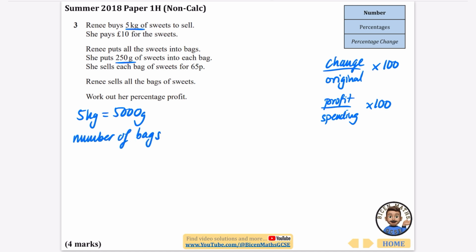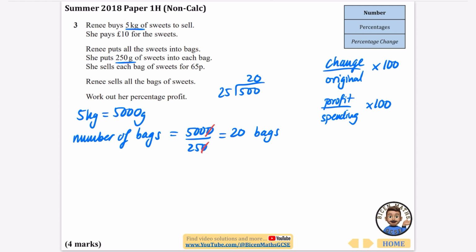So the number of bags that she's going to sell, well, she's got 5,000 in total grams and she's putting 250 in each one. Now I'm going to do this as a division. I'm going to cancel those parts out there and I'm just going to see how many times 25 goes into 500. Well, 25 goes into 50 twice, so it looks like our answer is just that she's going to sell 20 bags.